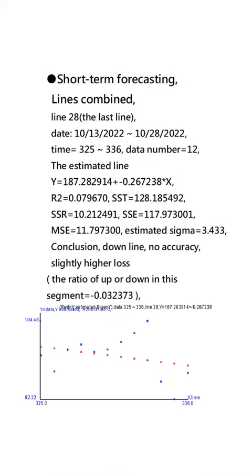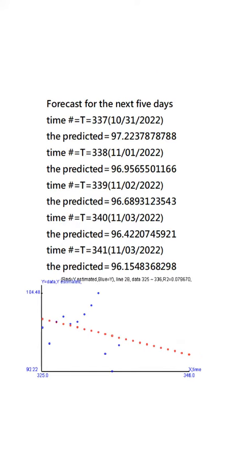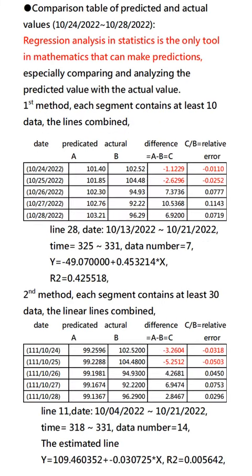The coefficient of determination is 0.079670, which could be the predicted equation. Those predicted values can be referred in more reliability.